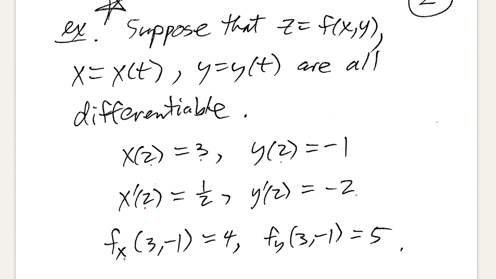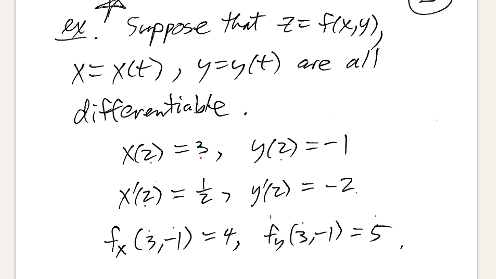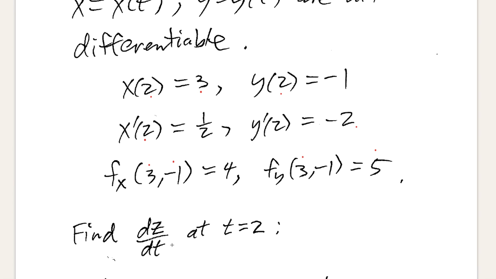F sub x, so that's the partial derivative of the function f with respect to x, when x is equal to 3 and y is equal to negative 1, is 4. And likewise, f sub y at (3, negative 1) is 5. So these are just parameters given to you. And what is the question here? The question is to find dz over dt at t equals 2.